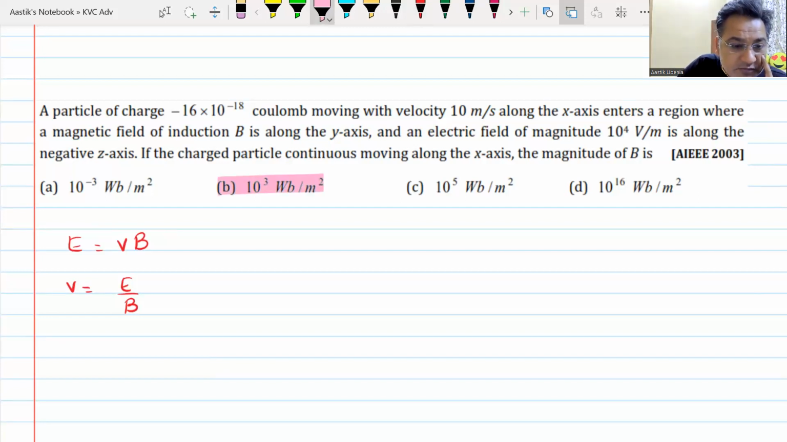Any question that comes where you have electrostatic and magnetic field and the particle is moving in a straight line, it has to be a question of this nature. So please be careful and remember this.